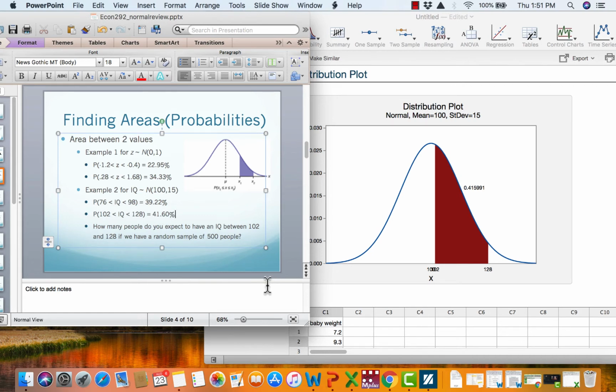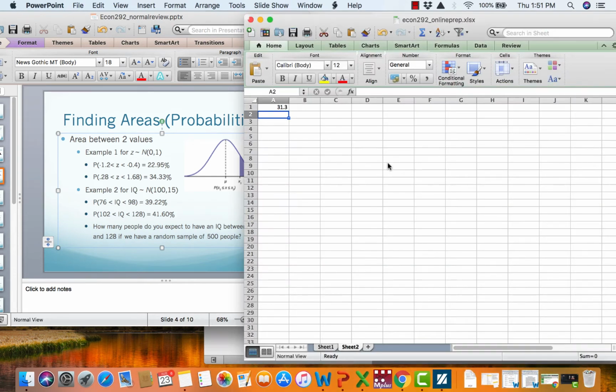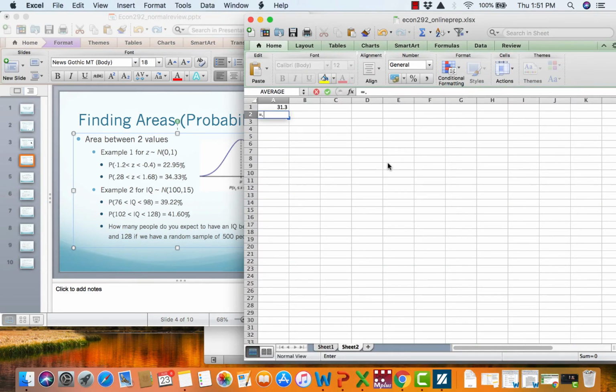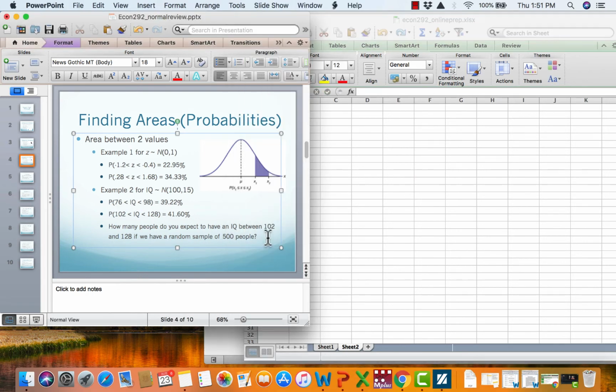Now, as a follow-up question, how many people do you expect to have an IQ between 102 and 128 if we have a random sample of 500 people? And what you say is 41.6% of them. All right, so we need to find 41.6% of 500 people. So we take equals 0.4160 times 500, and we get an integer of 208, and that is our answer.